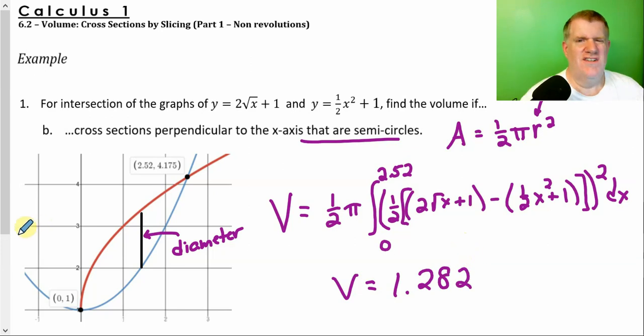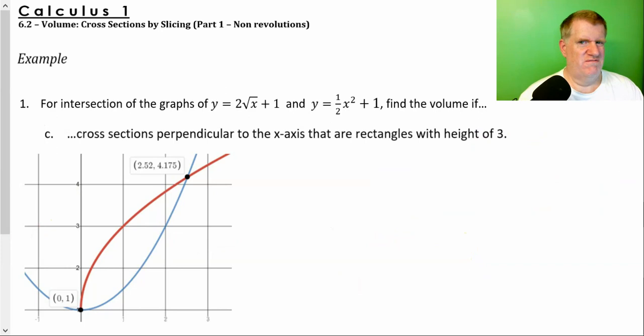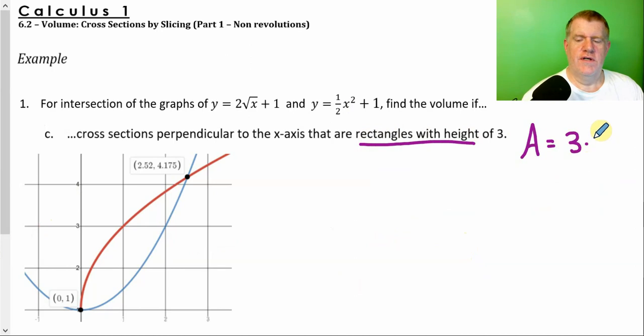All right. Just so you know, the semicircle is probably the nastiest part because there's a lot of halves. But now we're doing a rectangle with a height of 3. We know the area of a rectangle is just base times height, so it's 3 times whatever the base is. Okay, well, remember the base is perpendicular to the x-axis, so the base is this distance between those two.